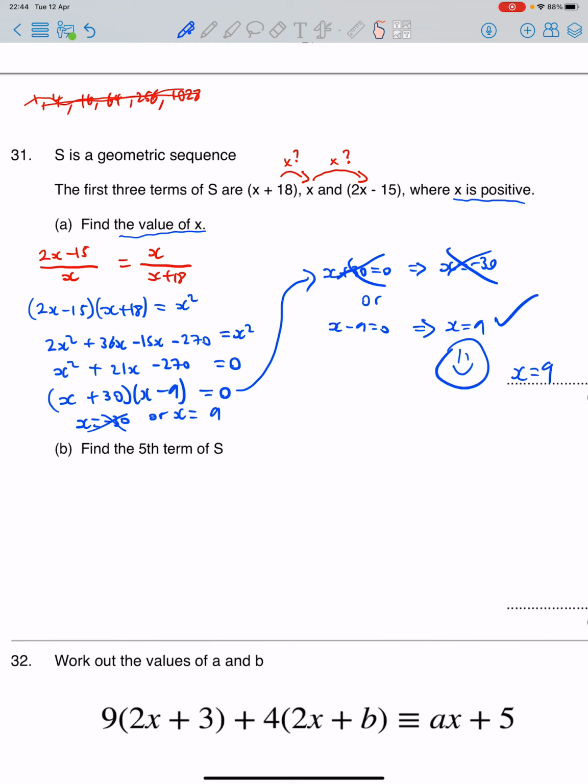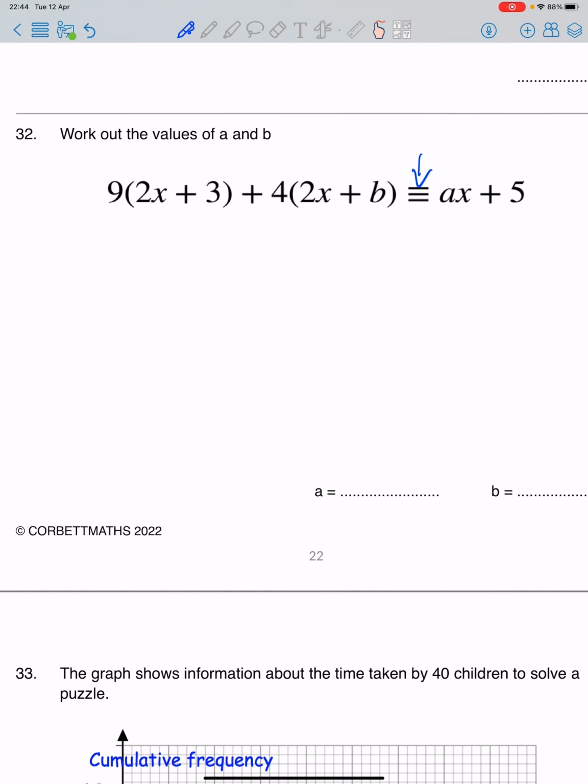Next, work out the value of a and b, where we've got this identity. So these three lines mean identical. It means that no matter what values of x we have, these two expressions on the left-hand side and the right-hand side should always be the same. So we need to find the values of a and b such that this works. So let's expand the left-hand side.